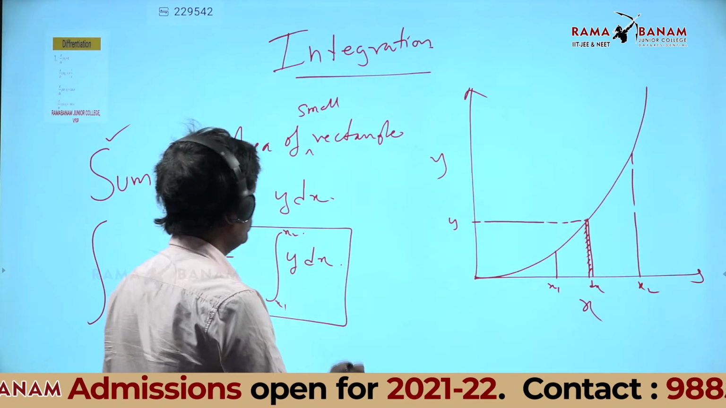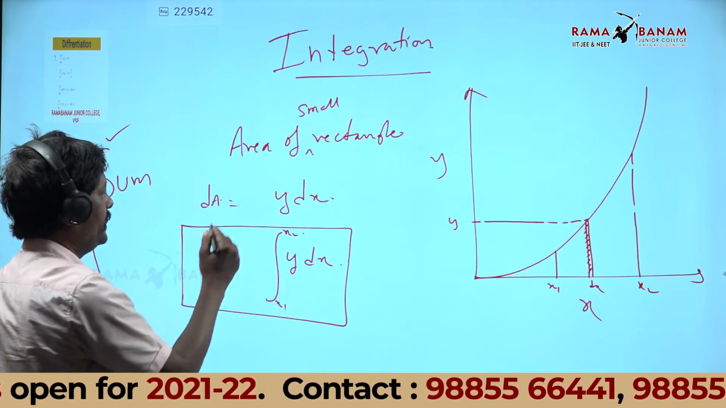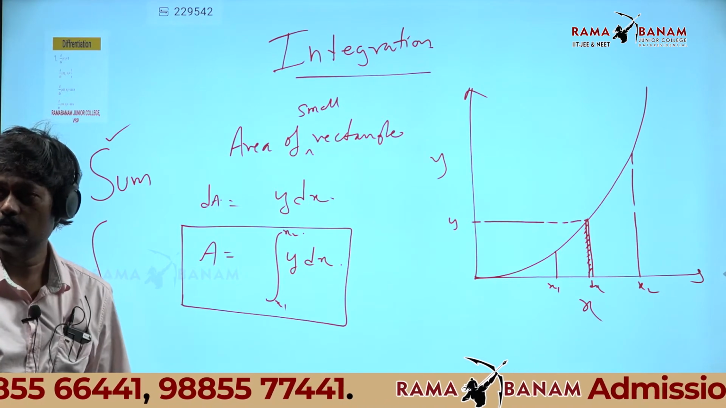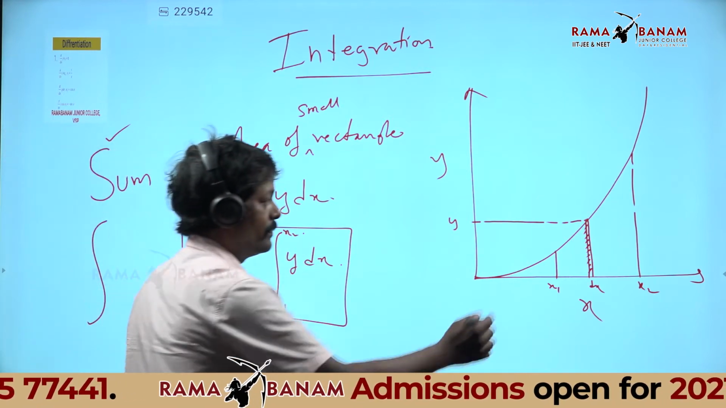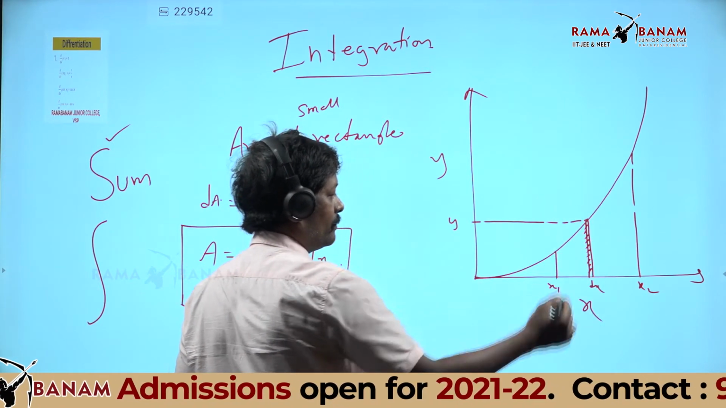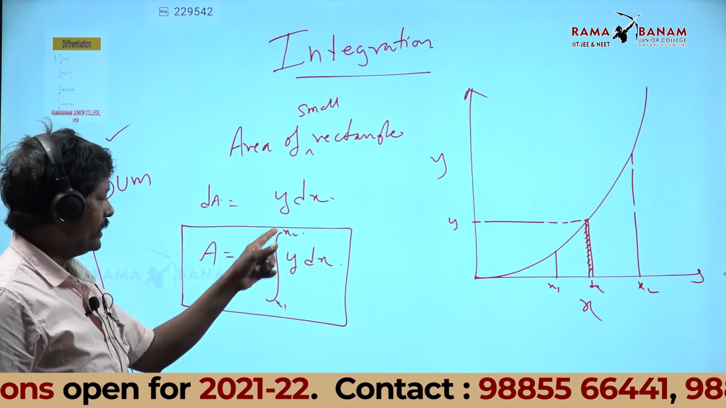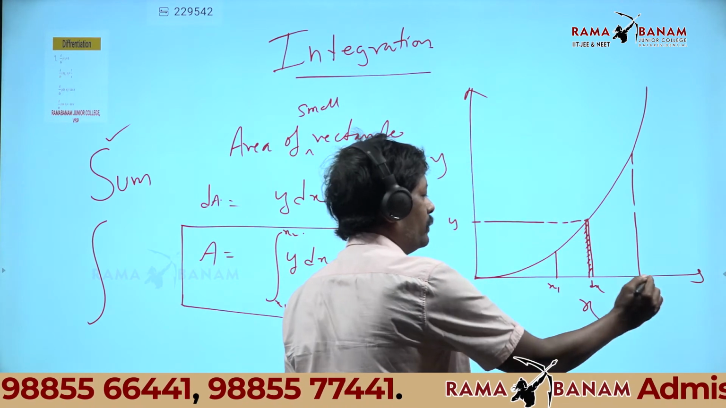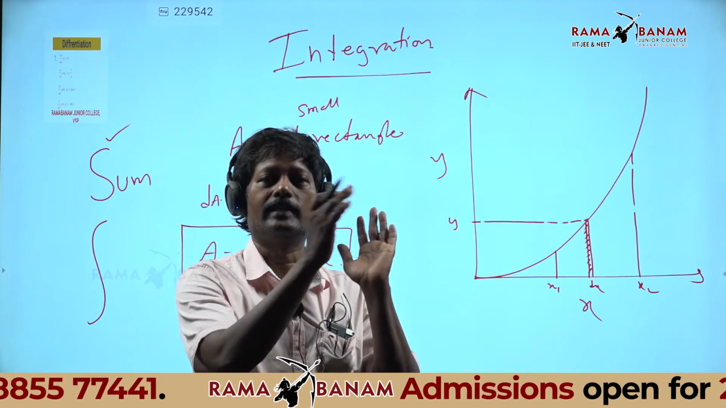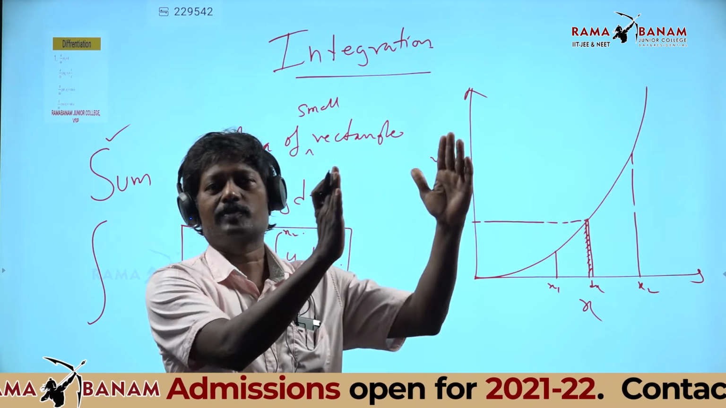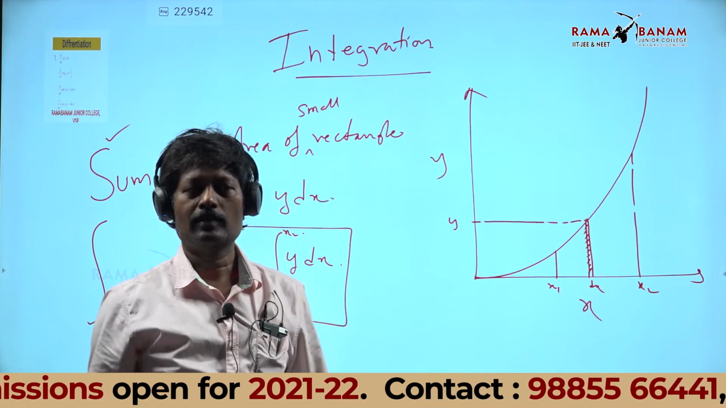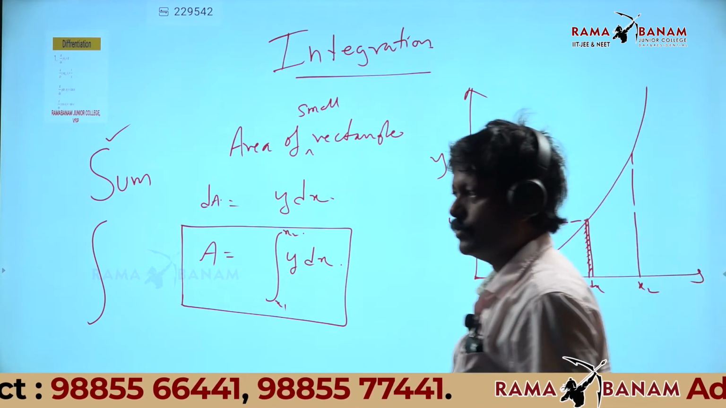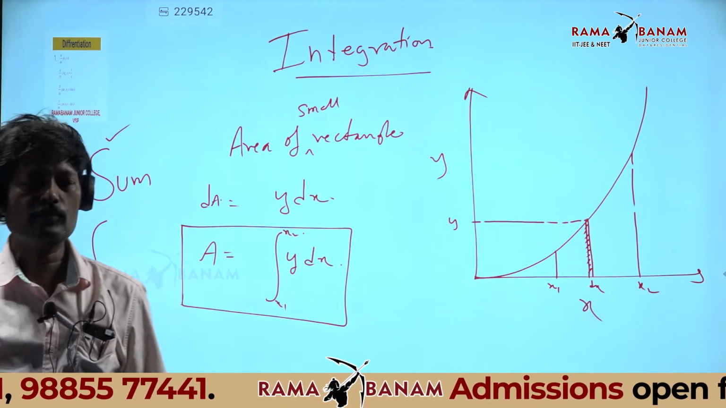So area of the small rectangle is dA. dA means small area, that is y into dx. Don't write dy. dy is not length, y is the length, dx is the breadth. Y dx gives the area. If I integrate, means such strips I have many. From x1 to x2, such strips I have many. Adding all the strips, I get the total area under the curve from the x coordinate x1 to x2. So that is how you find the area.